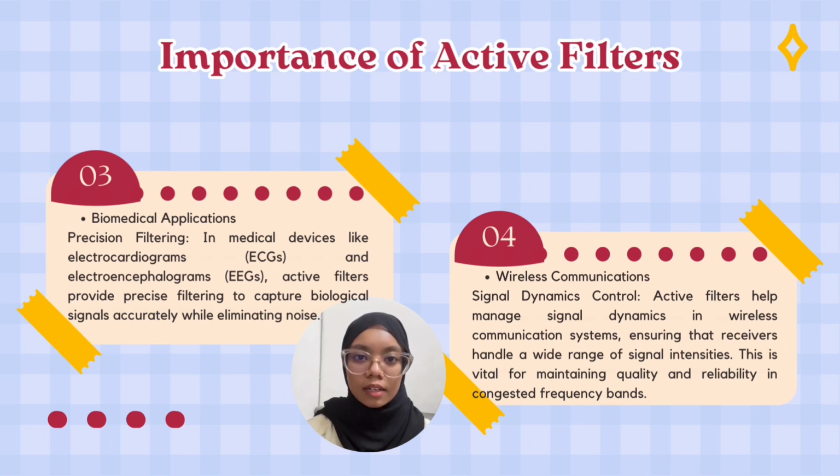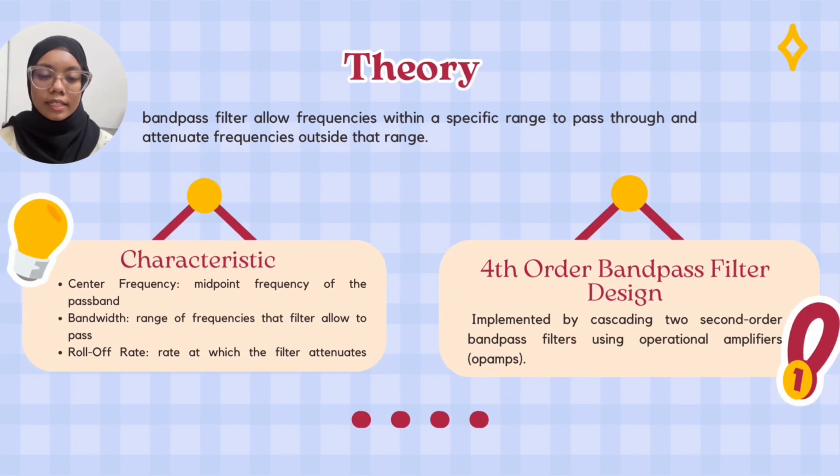And lastly, the wireless communications. Active filters manage signal dynamics in wireless communication systems so that it ensures receivers handle a wide range of signal intensities, vital for maintaining quality and reliability in congested frequency bands. Next is the theory of bandpass filter. Bandpass filters allow frequencies within a specific range to pass through and attenuate frequencies outside of that range.